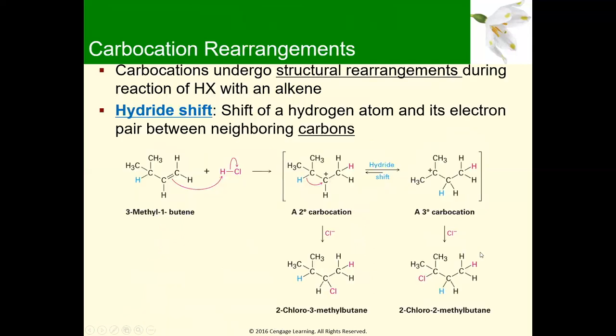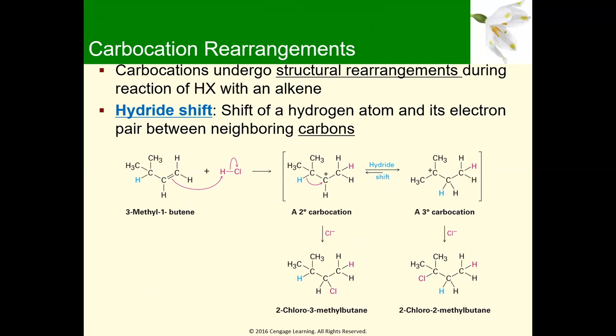Okay. Now, some evidence that this is true is from rearrangements that occur to produce more stable carbocations. So there are carbocation rearrangements. So what do we mean by that?